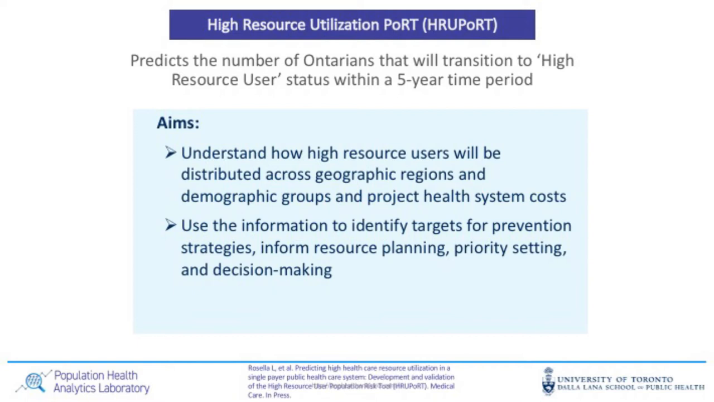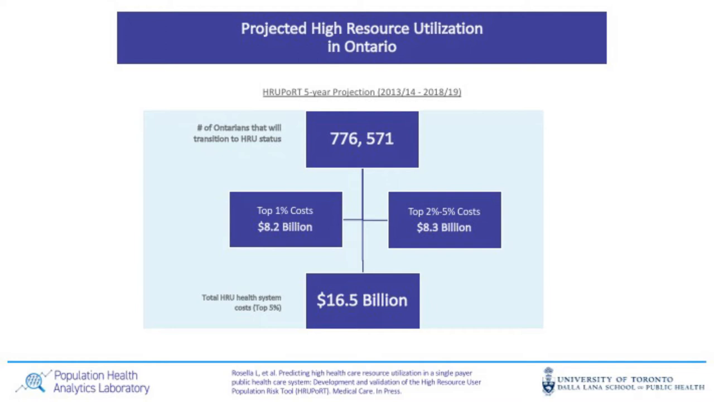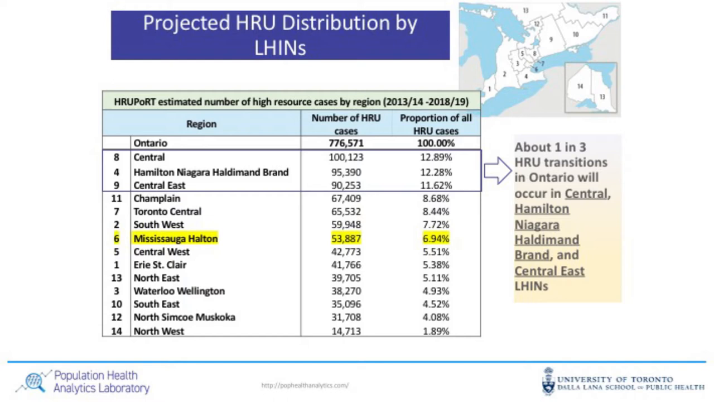So this is an example, just projecting out to 2019, how many Ontarians will become a high resource user, how much it's going to cost the healthcare system, and where those costs go, for example, the top 1% versus 2-5%. And how that looks across LHINs. So about 1 in 3 transitions will occur in these LHINs. This is numbers, right? So we look always at risk and numbers. Some of it's driven by population denominators, but you can also look at risk. You can see Mississauga Halton, which is about middle of the pack. So for planning, you can look at the number of high resource users in a particular region.